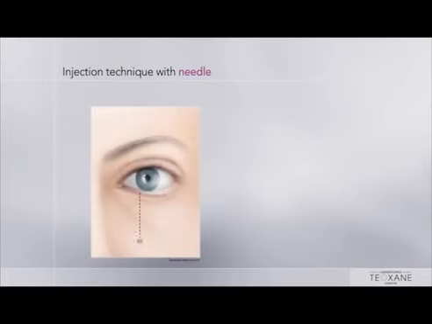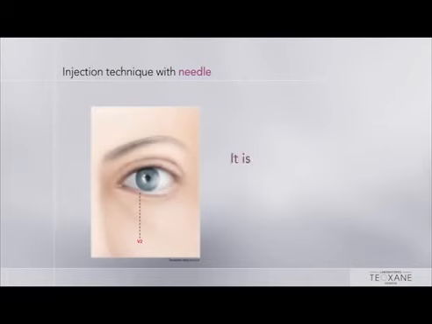Now, we will see how Redensity 2 injections are performed with needles. It is recommended to use a point-by-point technique and to inject a maximum quantity of 0.5 milliliters of product in each R circle. This technique is called microbolus. The injection must be slow, deep under the muscle, in the teeth, and in small quantities. It is strongly recommended not to inject more than 0.5 milliliters of Redensity 2 in each R circle.